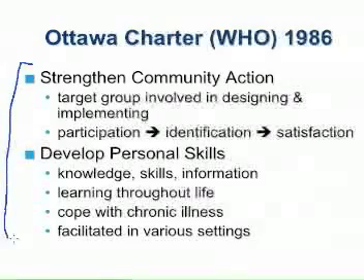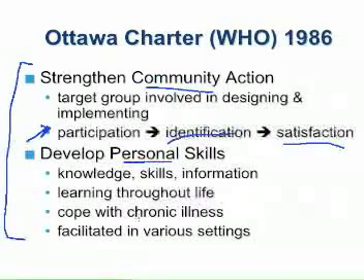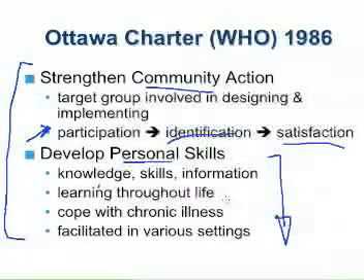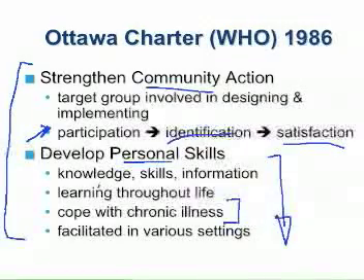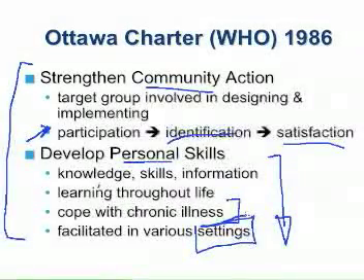The further elements of the Ottawa Charter are centered around community action and personal skills. The target group is involved in designing and implementing, so that the community has some sort of ownership. And this whole process of community participation enables them to identify issues and satisfy some of their expressed needs. On a personal level, there's a transition from building knowledge, skills and information for individuals, but also a commitment to lifelong learning, and strategies for individuals and communities to cope with chronic illness. And this word settings, which is the topic of this week's lectures: these aspects are facilitated in various settings.